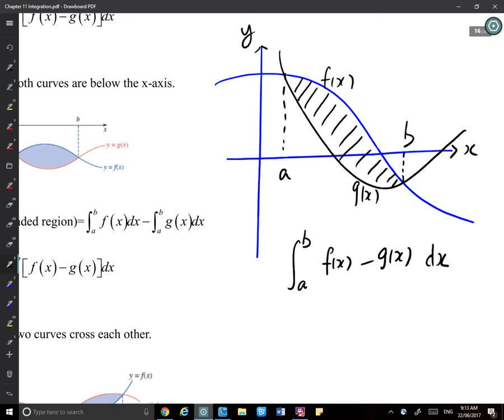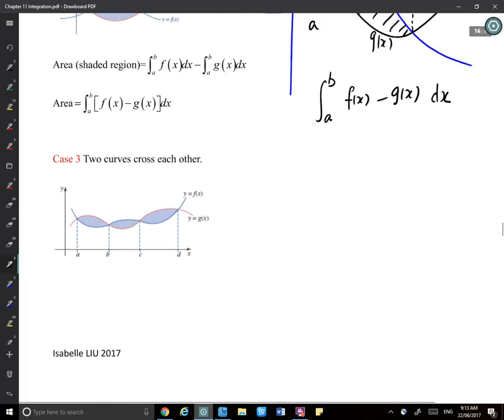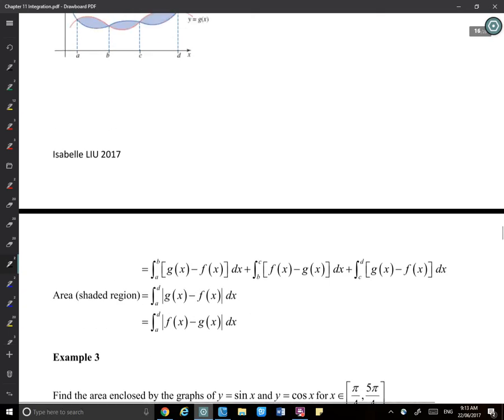Okay, I like this case. It's not mixing areas now. It's just one graph always above the other one. But the next situation will be terrible.